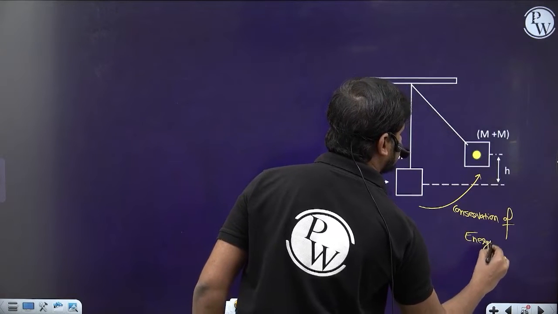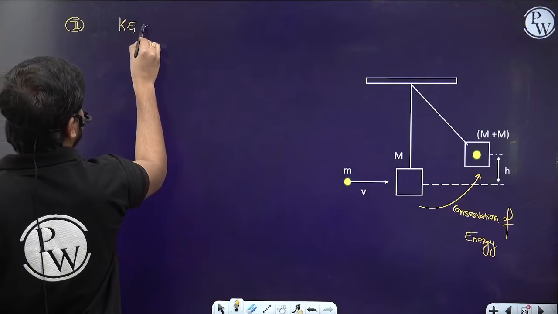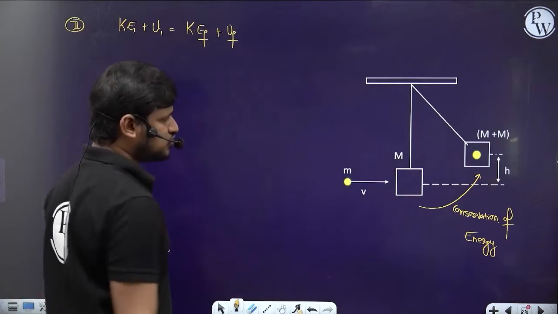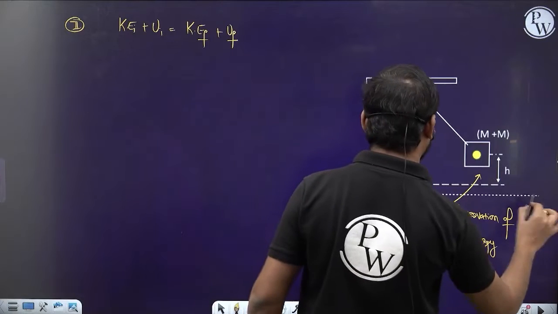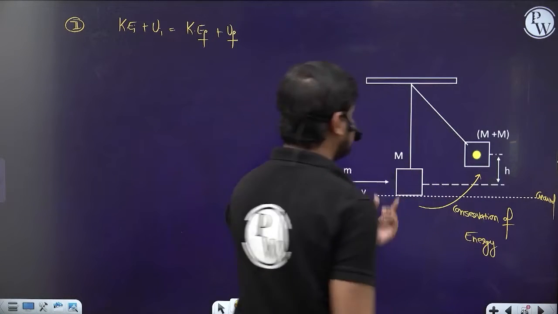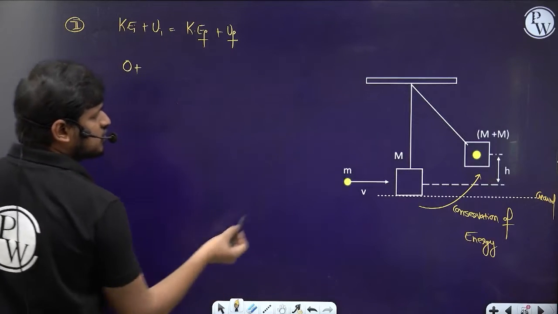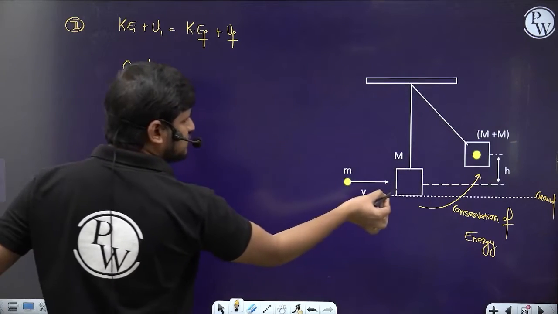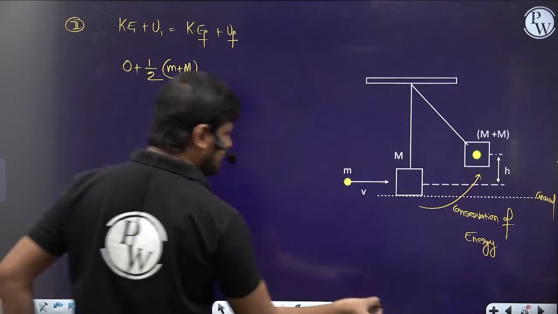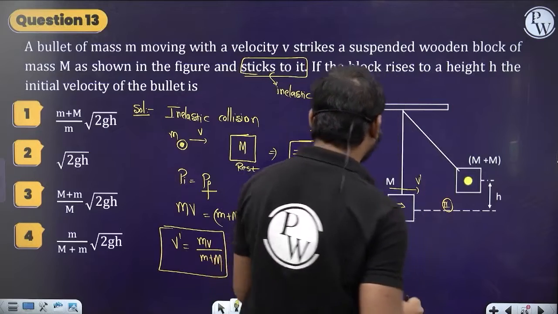Alright, so let's write the second thing. The initial kinetic energy plus initial potential energy is equal to final kinetic energy plus final potential energy. So initially consider this is the ground. Initially the wooden block is on the ground. Yes or no? So therefore its initial potential energy is 0. What is its initial kinetic energy? Half into the total mass. Here they both combined. What is the total mass of them? M plus m into what is their velocity? What is their velocity we got? The velocity of the block and bullet is now v dash.